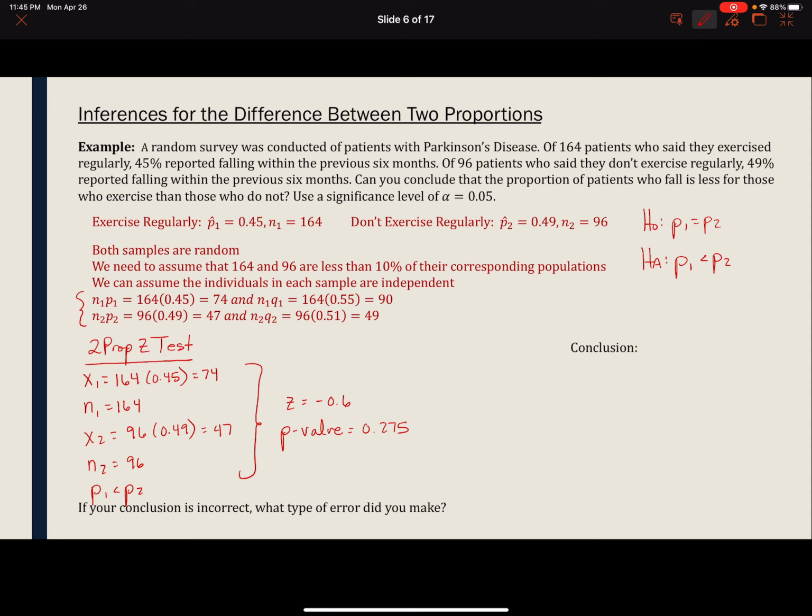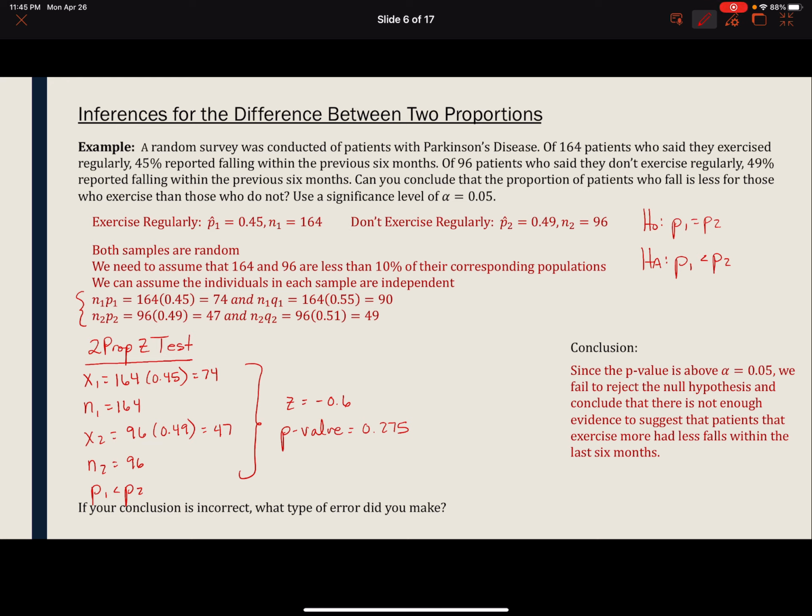So we can then make our conclusion here, which says that since the p-value is above the alpha level, we fail to reject the null hypothesis and conclude that there is not enough evidence to suggest that patients that exercise more had less falls within the last 6 months. Just a little recap from Chapter 16. If we're incorrect in this conclusion, what type of error did we make? So remember that when you fail to reject the null hypothesis, you have a possibility of making a type 2 error.